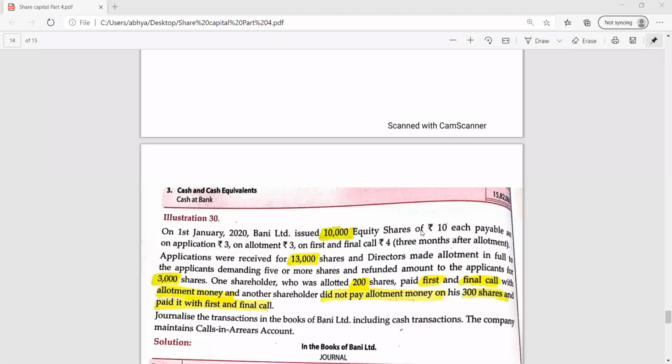First entry is receiving of the application money. Then second is the treatment for the oversubscription. You have rejected applications here, so it is the oversubscription amount treatment. And third is the allotment due, make allotment due. I think you must have done 3 entries. Okay, I'm showing you the first 3 entries only.